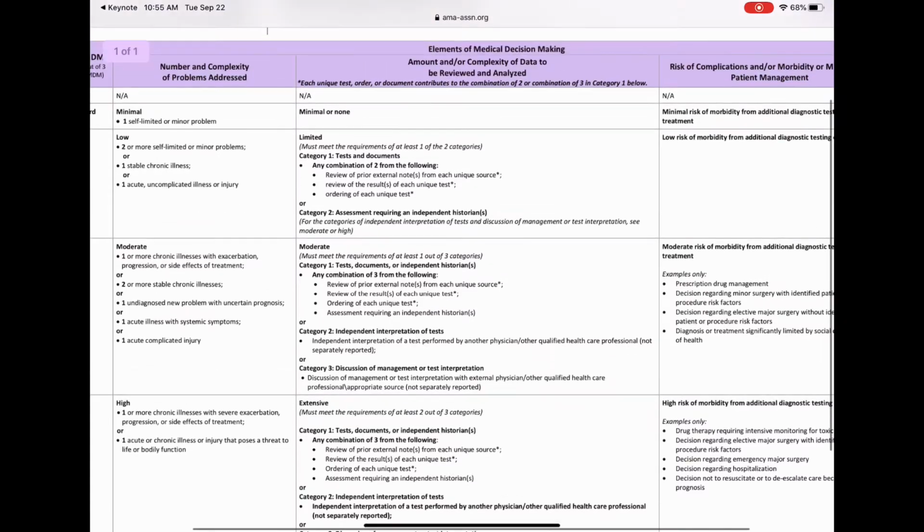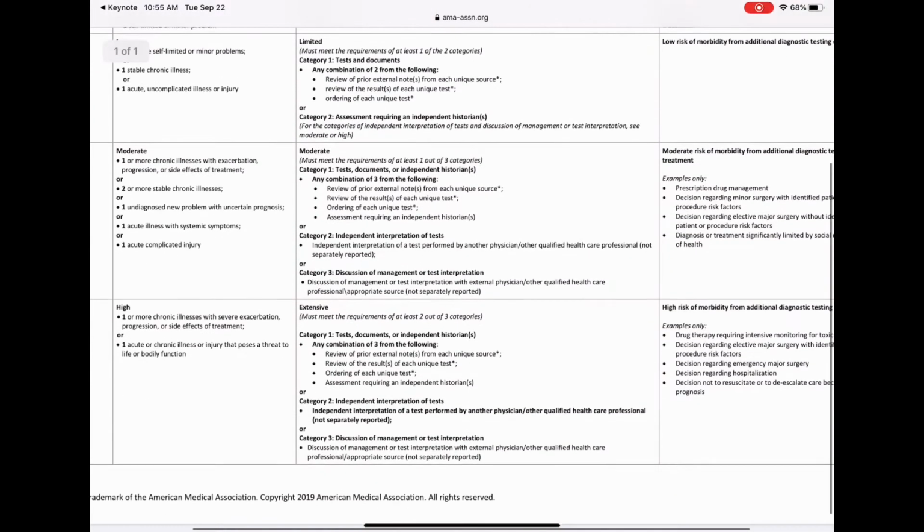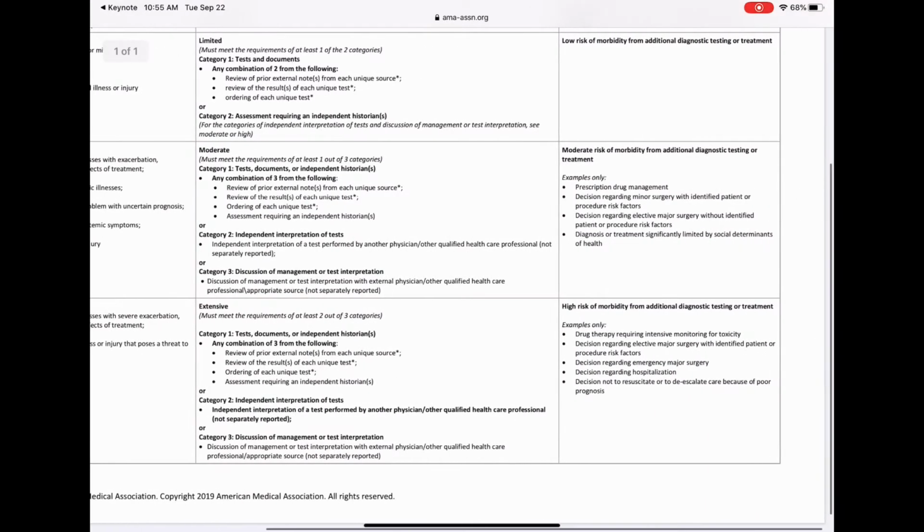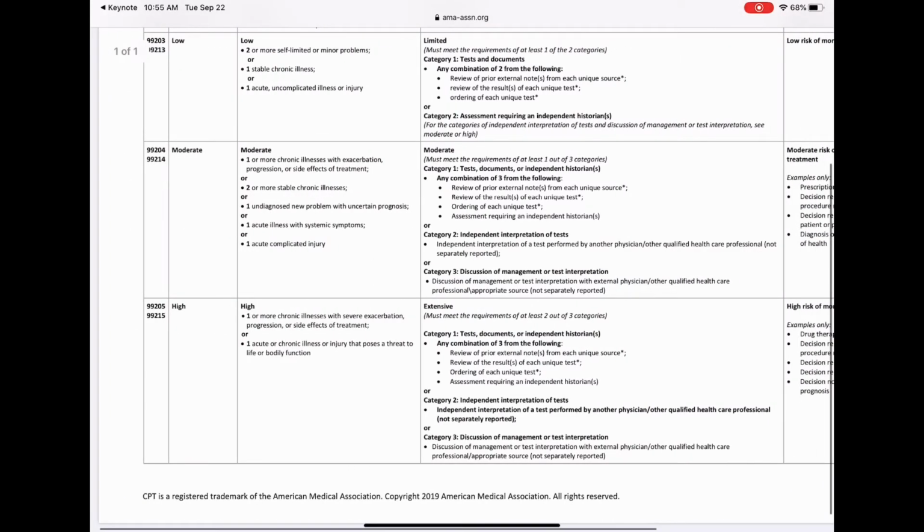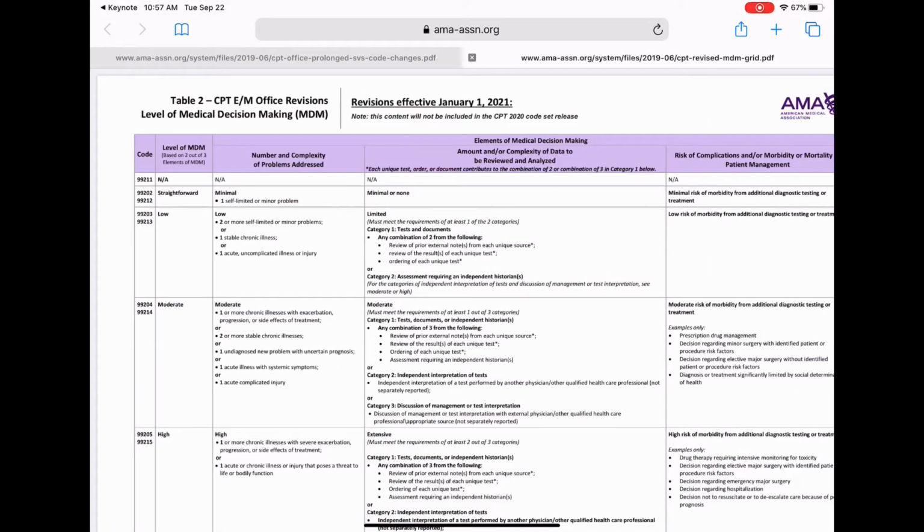Say you had nothing to do, no labs or anything like that in the next column, but then you were also moderate for the last column, then that's an overall moderate. And don't worry, we're going to do this in more detail, but that's just sort of what I mean when I say 2 of 3. So that's just a brief overview.